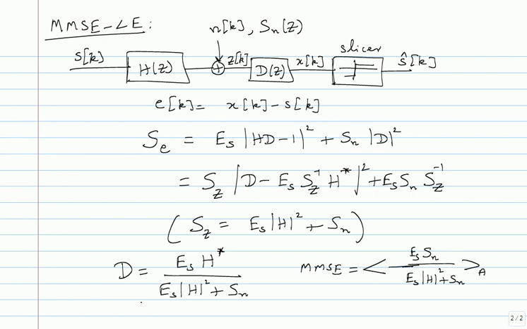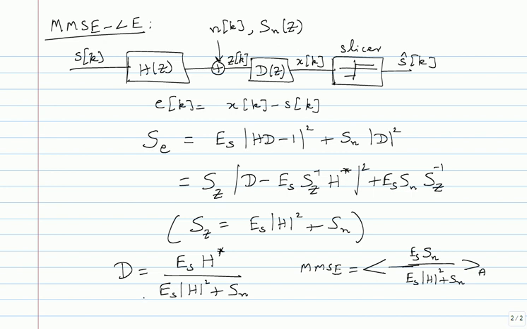As long as you're forced to do a linear equalizer in this structure, this is the best D for minimizing your mean squared error. You can't do anything better than this. Assuming the only thing you're allowed to do is a linear filter on ZK, what is the minimum mean squared error I can get? Remember, this mean squared error now has two components.